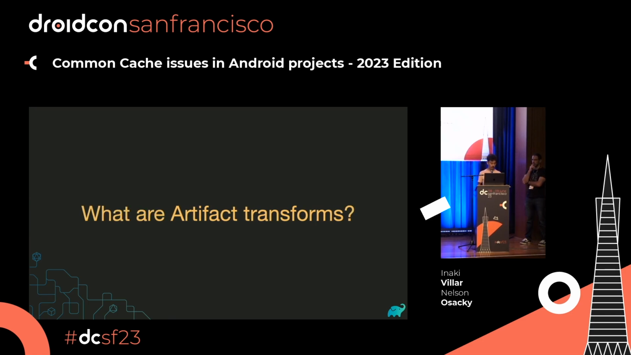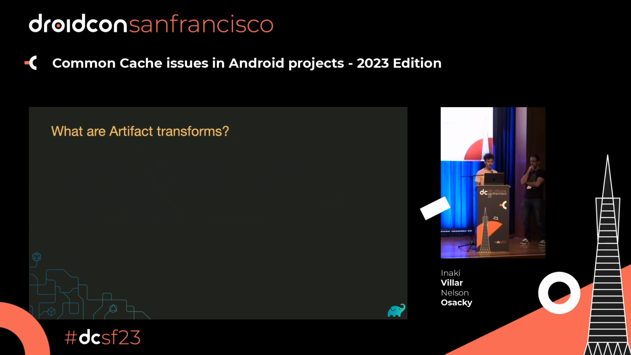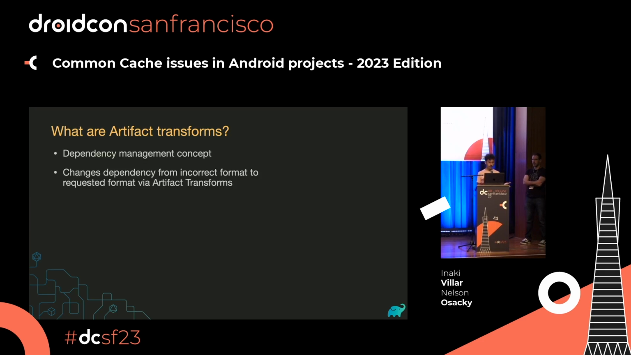Before I explain what I wanted to explain, what are artifact transforms? In case you're not familiar, it's a concept from dependency management in the Gradle build tool. It changes a dependency from the incorrect format to the requested format via artifact transforms. So for example, in an Android build, you would change a classes jar into a dex file, or a dex file into a classes jar, or a jar file into a set of class files.